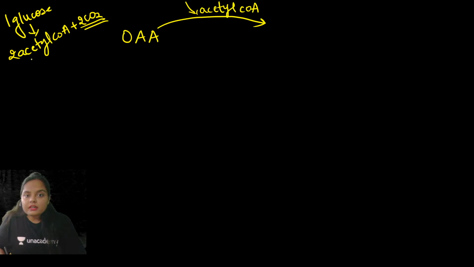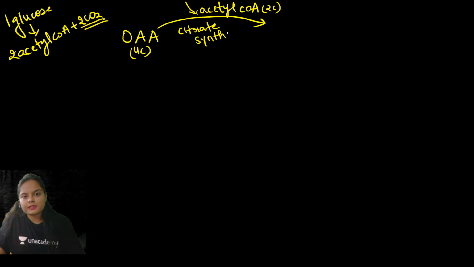Now, for complete oxidation of one glucose molecule, we need to run this Krebs cycle twice, because there are 2 acetyl coenzyme A molecules. Now see what happens. This oxaloacetic acid is a 4 carbon compound, and this acetyl coenzyme A contains 2 carbons. Here an enzyme known as citrate synthase is present, and a simple condensation reaction will take place. And what happens? A 6 carbon intermediate, which is citrate or citric acid, is formed.